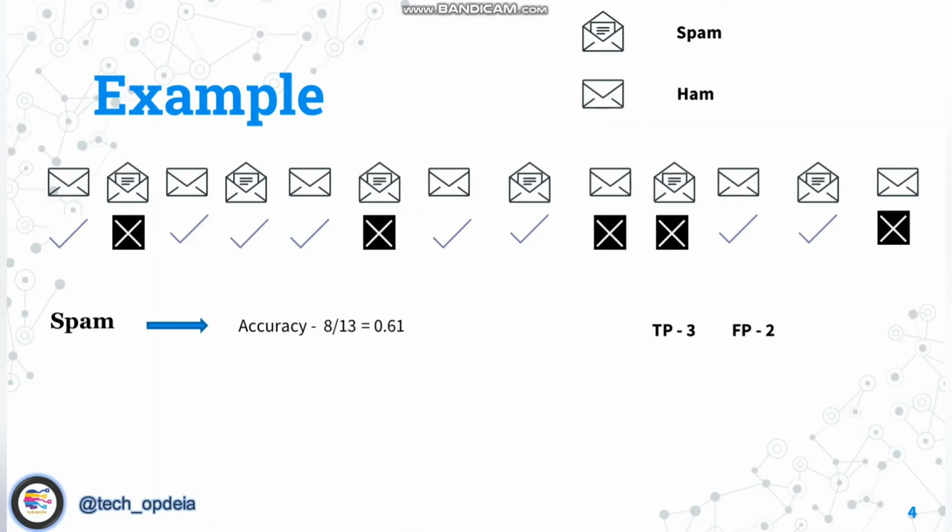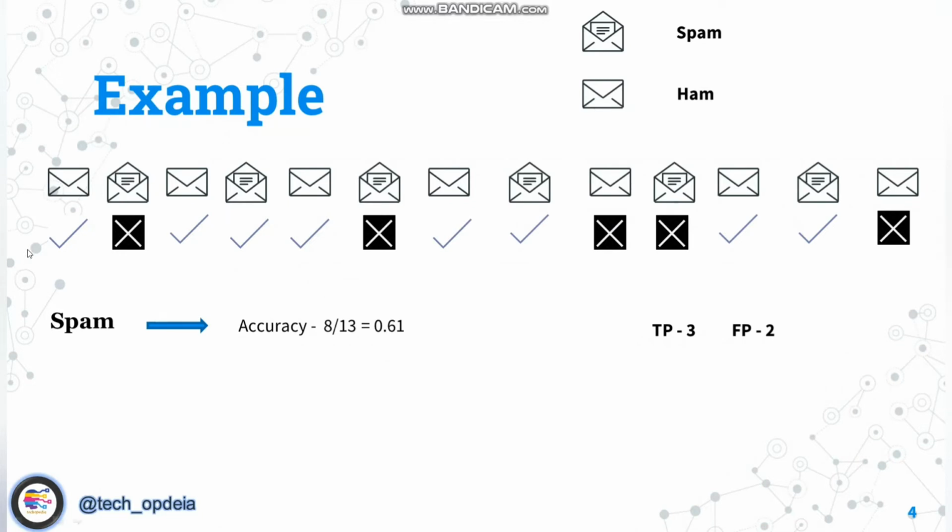Now accuracy is 8 by 13. Now how we got 8 by 13 I will tell you. Accuracy means how many predictions we got predicted correctly. Ignore the class whether it will be spam or ham. We will see how many predictions our model has correctly predicted.